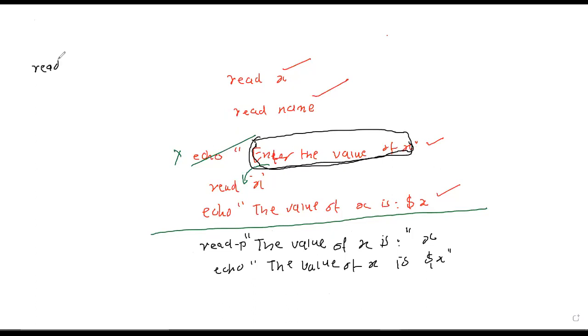If we write read x, then this is going to be a variable. If we write read y, y acts as a variable. If we write read name, name acts as a variable. Now here we are writing a value inside quotes, so these are not variables.